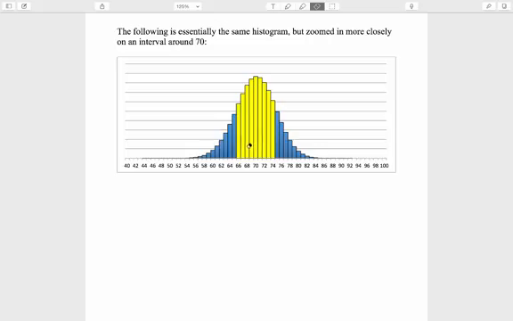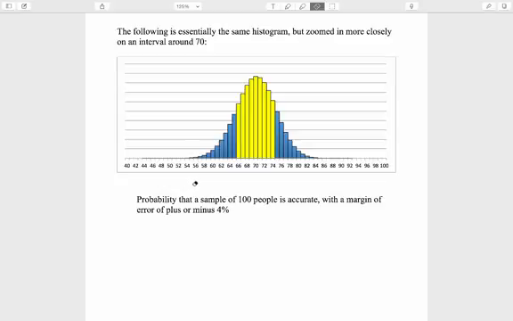The following is essentially the same histogram, but zoomed in more closely on an interval around 70. That just makes it easier to look at. Again, we see that the normal distribution is so closely clustered around its mean that very many of these outcomes far away from the mean are virtually impossible. They could happen, but they have tiny, tiny probabilities. We're not really losing anything by zooming in like this around 70.